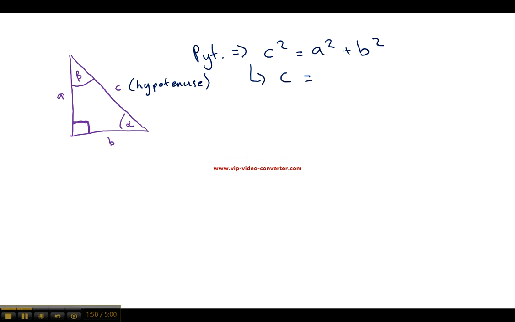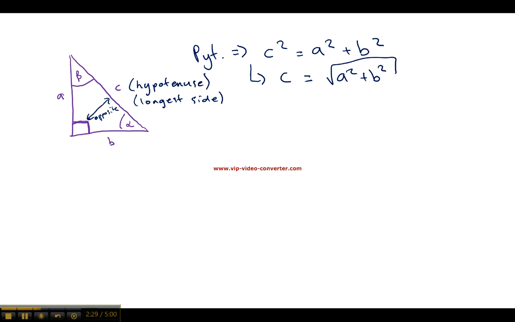So ultimately c is the square root of a squared plus b squared. The hypotenuse is also the longest side. It's going to be the longest side in the right angle triangle, and the hypotenuse is always opposite the 90 degrees. Okay, so a couple of things there we've learned about that.